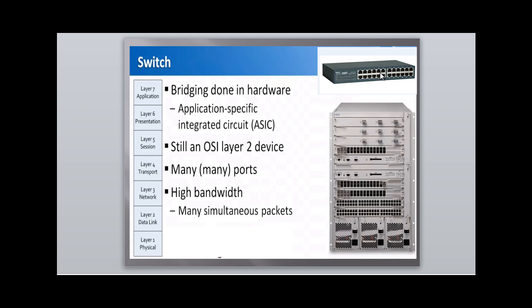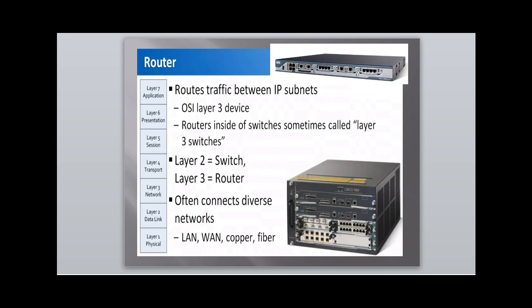Okay, now we understand what a repeater, a hub and a bridge are, and why the development happened. Now we use a switch, so we are happy with the switch. Now the next device, the router, was introduced. So why a router when you have a switch? Routers route traffic between IP subnets.